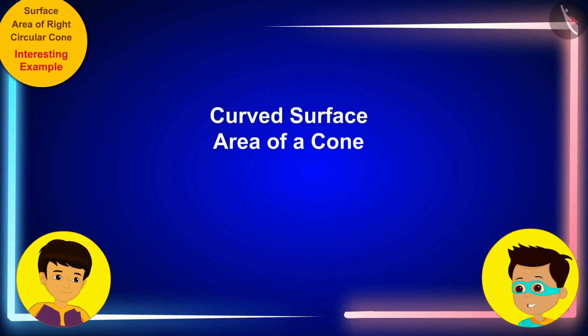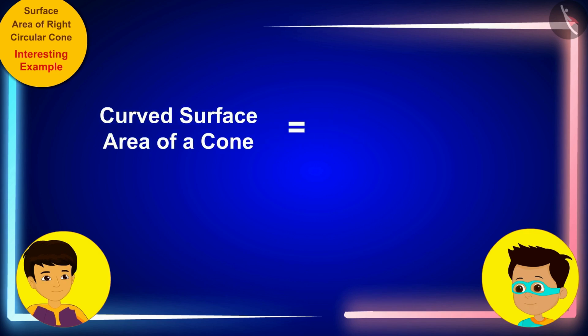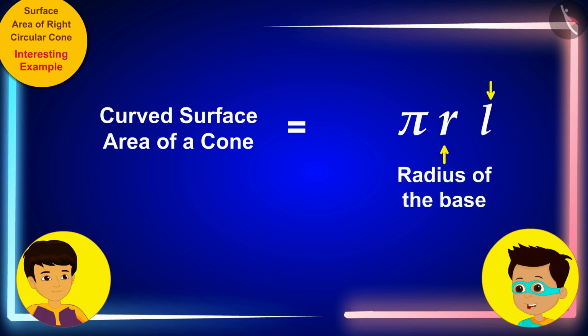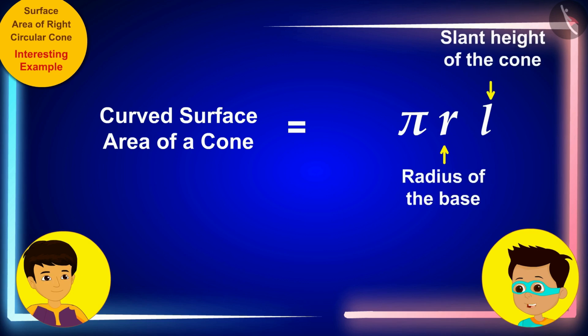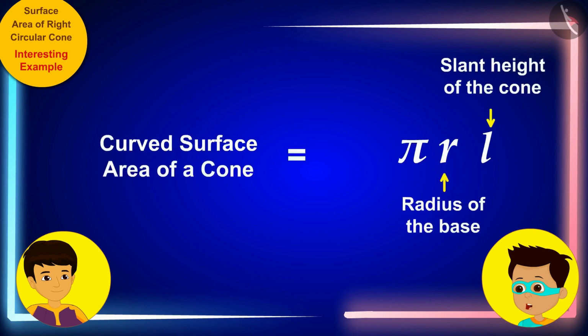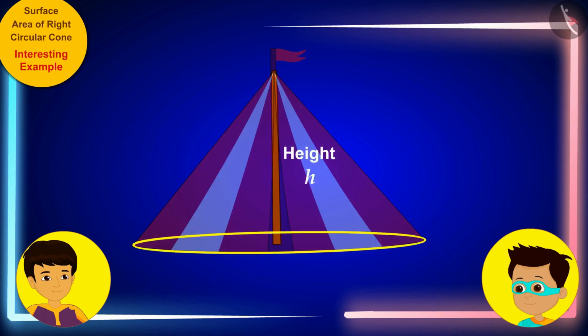Good, I remember the formula of the curved surface area of a cone. The curved surface area of a cone is equal to the product of pi, r and l, where r and l are the radius of the base and the slant height of the cone respectively. We can find the radius of the base of the tent by measuring from the center of the floor of the tent till the boundary of the tent.